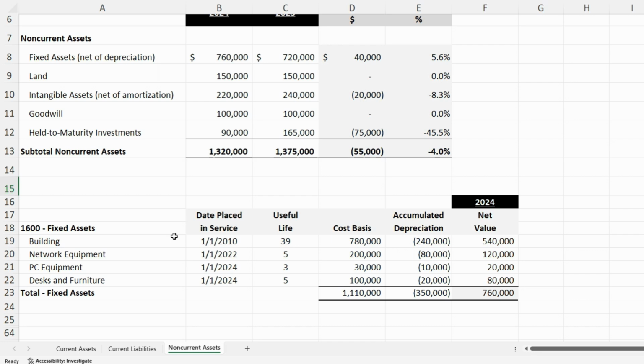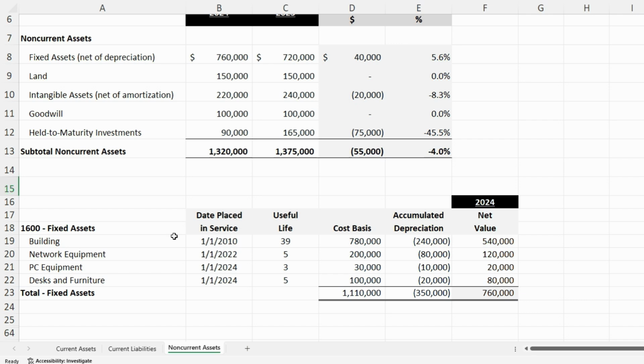Going back to this example where we're using straight line, we're taking our cost basis for these 4 assets: the building, the network equipment, PC equipment, desk, and furniture. We have layered in our useful life, the date it was placed in service, and we're taking our cost basis less our accumulated depreciation, ultimately getting down to our net value, which is $760,000 on the balance sheet.